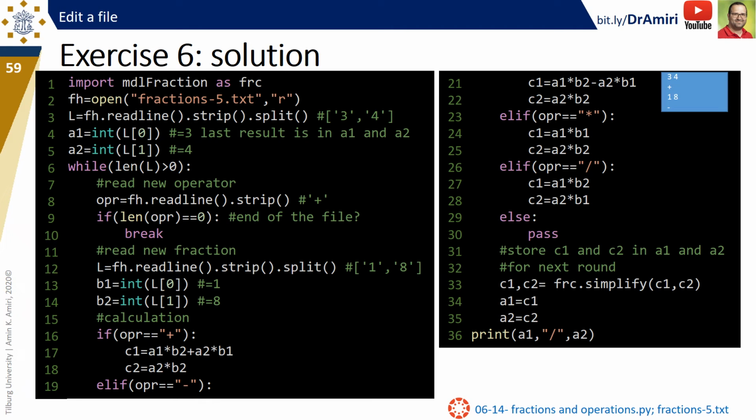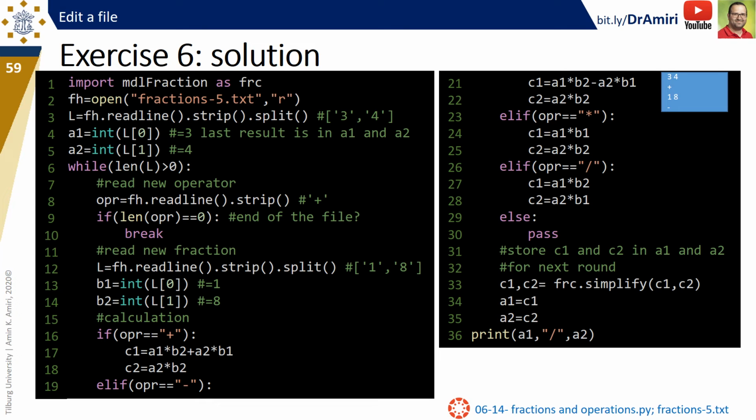So after reading the operator in line 9, I make sure that this operator is not empty, in case we are at the end of the file and there's nothing. So with readline, you always have to check if the result is not an empty string. If it's an empty string, it's the end of the file and you need to stop all the operations. So I do this checking again in lines 9 and 10, and then I know that I'm going to see a fraction there in the next line.